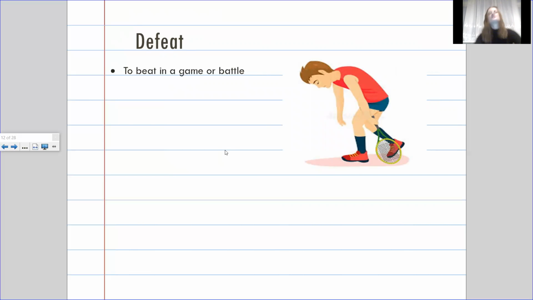Defeat. Now, defeat means to be beaten. So if you have been defeated, you have been beaten in something. Often we are defeated in games, but in battle, we also use the same word, as if you lose a battle, you are defeated. But you are going to defeat someone, you are going to win over them, they will lose. So to beat in a game or battle means to defeat someone.